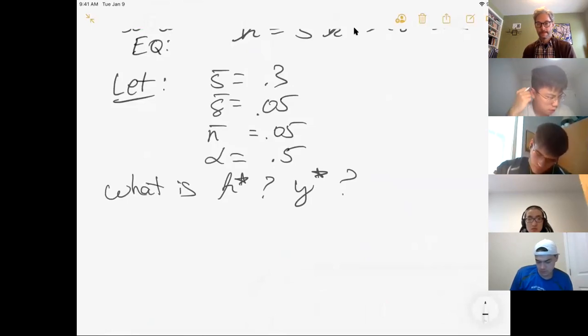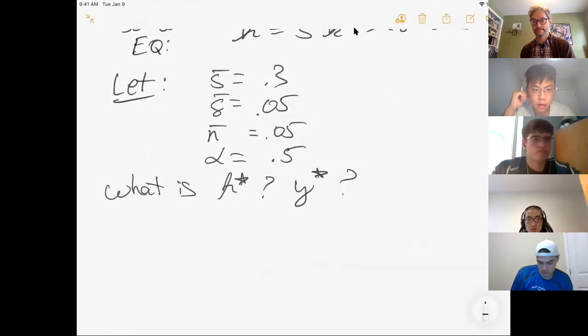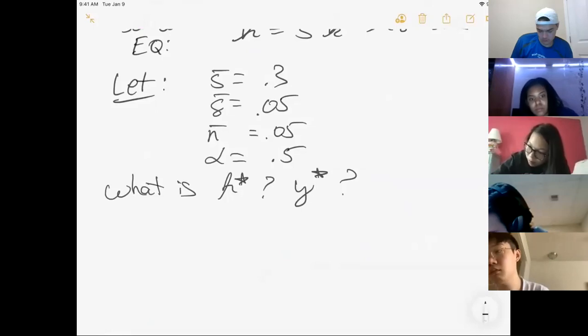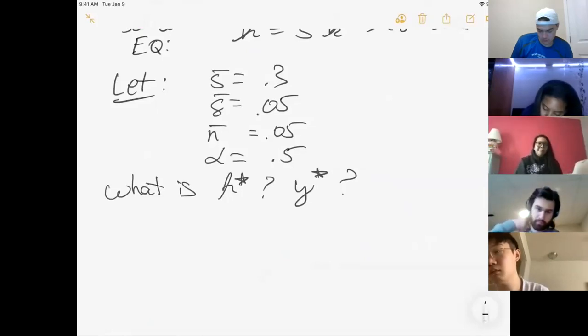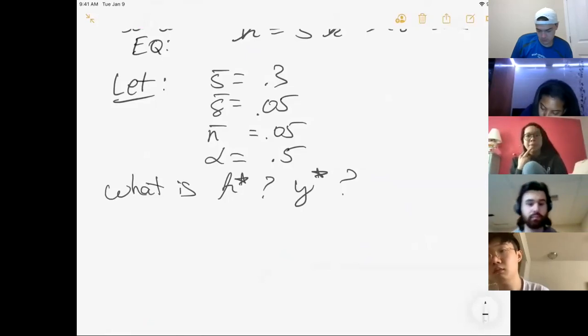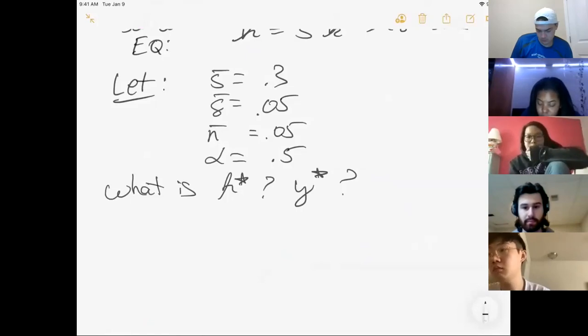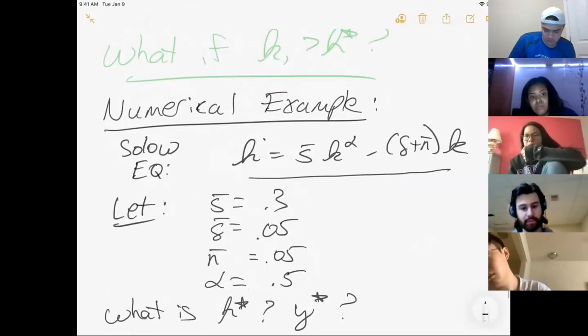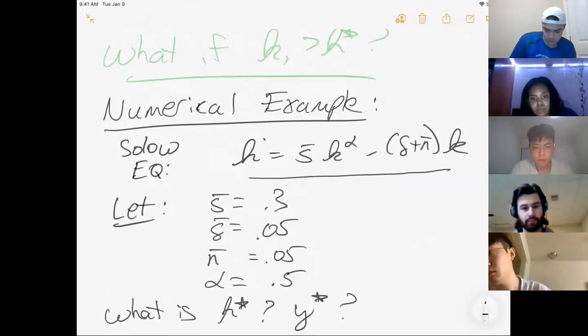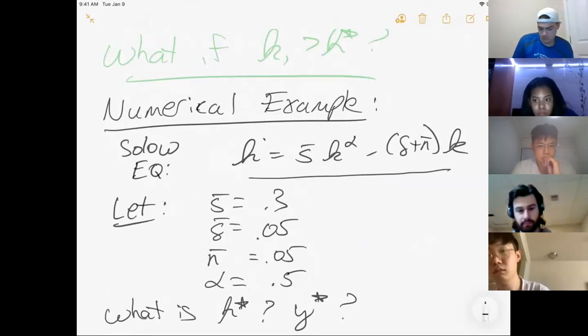Sure. How do we set this up? What do we know is true in the steady state? What has to be true in the steady state? Molly, I'm going to put you on the spot. What has to be true in the steady state here about this equation? At the steady state, there has to be 0 per capita growth.